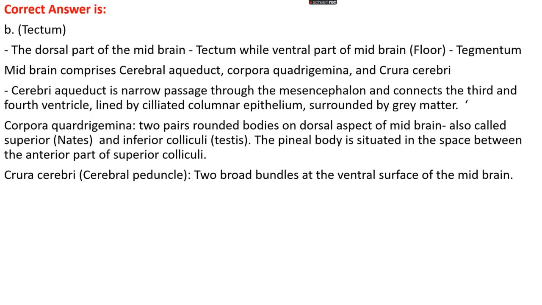Okay. Corpora quadrigemina. These are two pairs of rounded bodies located on the dorsal aspect of the midbrain, also called the superior colliculi and inferior colliculi. The pineal body is situated in the space between the anterior parts of the superior colliculi. Okay. And the crura cerebri, known as the cerebral peduncle, are two broad bundles at the ventral surface of the midbrain.